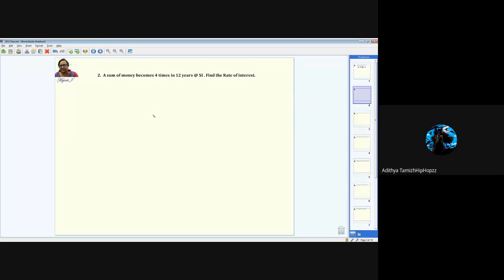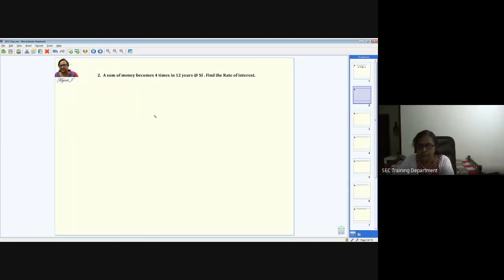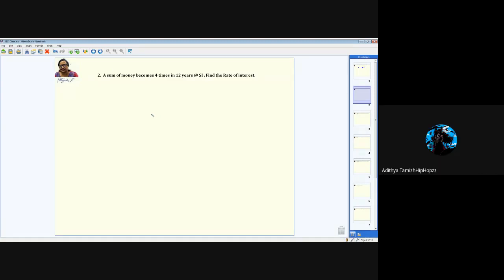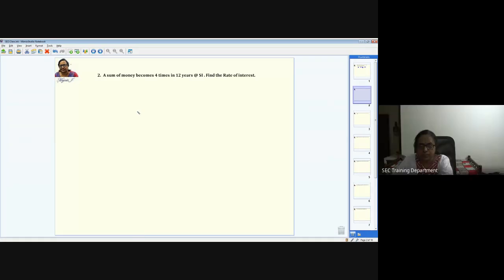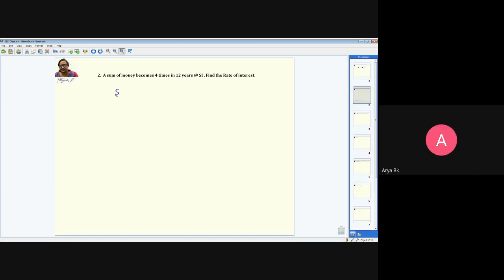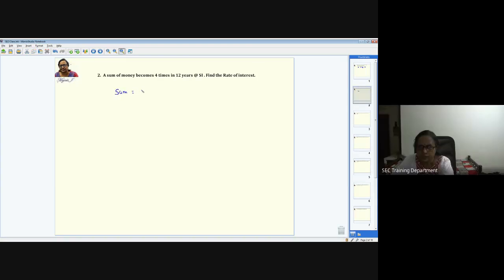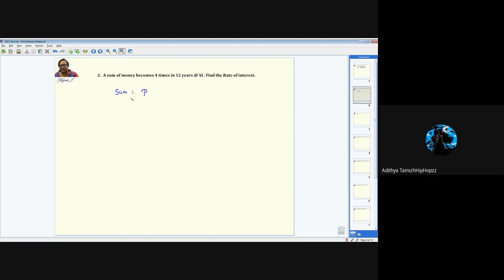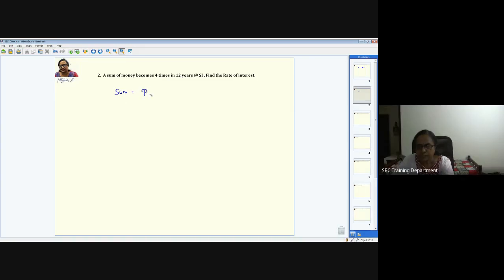The next: a sum of money becomes 4 times in 12 years at simple interest. Find the rate of interest. A sum of money becomes 4 times in 12 years. When they say sum, what do you mean by sum? Normally your principal is the sum the first time when you have the money with you. But when you are getting interest, then principal plus interest becomes the sum, the money which you get. So if you are putting money in the bank, you'll be getting some interest, and the basic principal you had plus that interest becomes the sum.